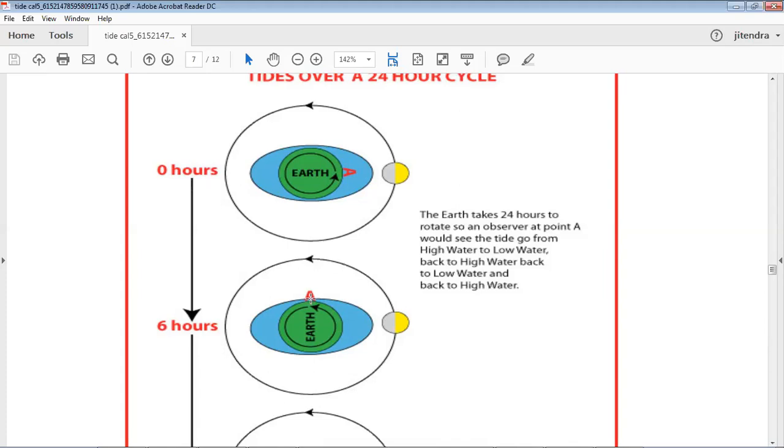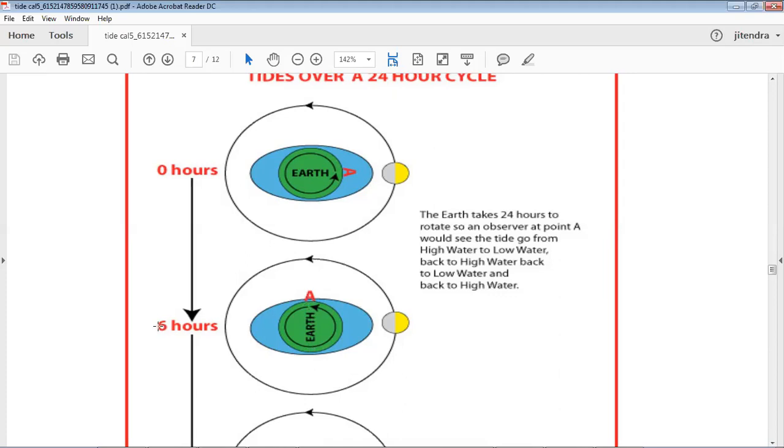If this person is here, now he is having low water. When the moon comes here, he will have high water. Then when it comes here, he will have low water again, and then high water. So every 6 hours, at 0000, 0600, 1200 and 1800, the tides would change. But that is not happening. Every day we have a change of 50 minutes.